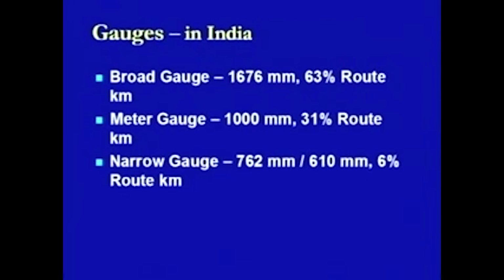Then there is another gauge termed narrow gauge. It is provided in very specific areas in our country, and the clear dimensions in this case are 762 mm or 610 mm, constituting around 6% of the route kilometers. These narrow gauges are provided mostly in hilly areas, where the terrain is such that we cannot go for bigger gauges like meter gauges or broad gauges.